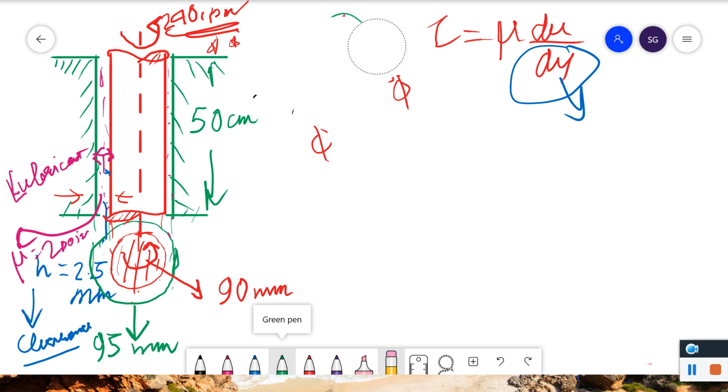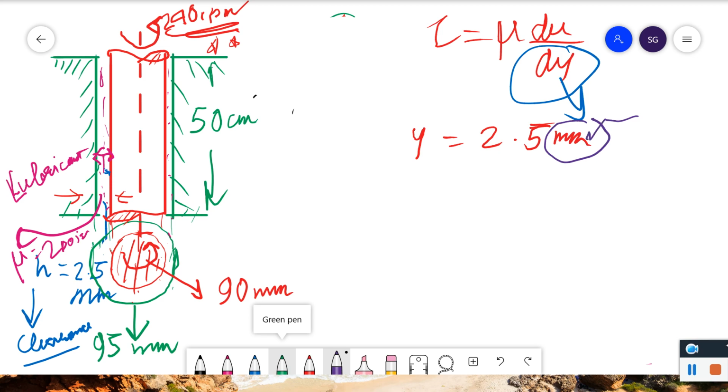So let's focus on what is given in the question. This y is 2.5 mm. We will take care of the unit part later on. We are just seeing what is given. N is 240 rpm. Mu is given straightforward, and that is given as 2 poise.